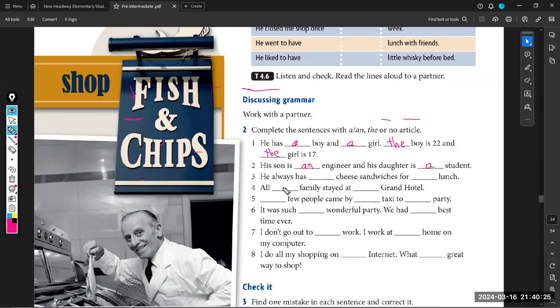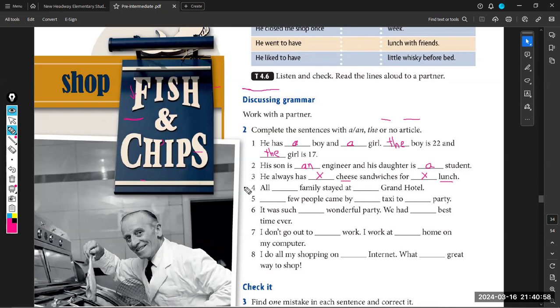Now three, he always has cheese sandwiches for lunch. A cheese. Uncountable noun. No article. No article, exactly. He always has cheese sandwiches for lunch. For the lunch. Are you sure? For lunch. Lunch. No article. Exactly. With meals, don't use any articles. So he always has cheese sandwiches for lunch.